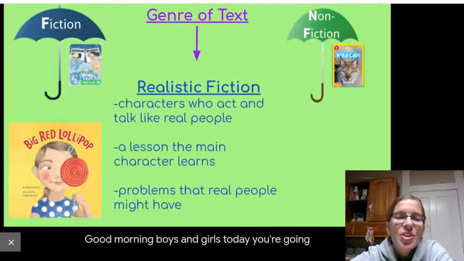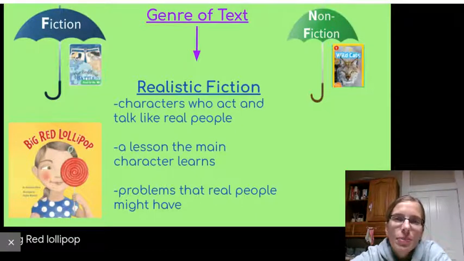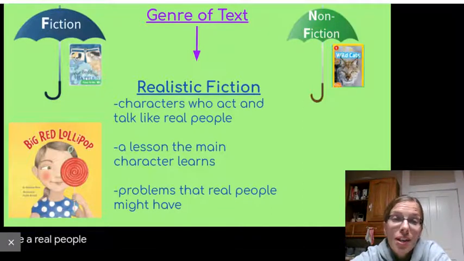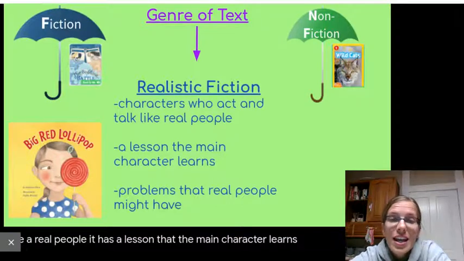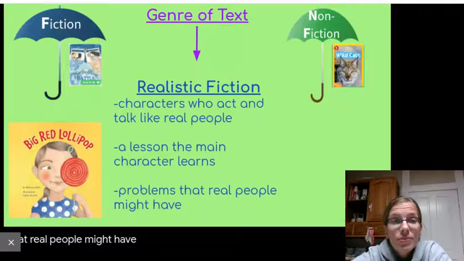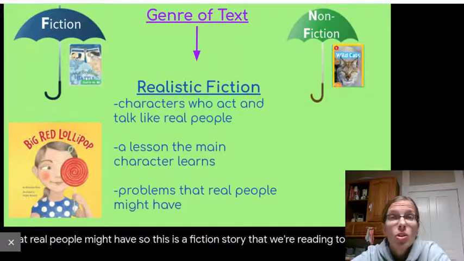Today you're going to read a realistic story called Big Red Lollipop. This is realistic fiction because it has characters who act and talk like real people. It has a lesson that the main character learns, and it has problems that real people might have. So, this is a fiction story that we're reading today, but it could really happen.